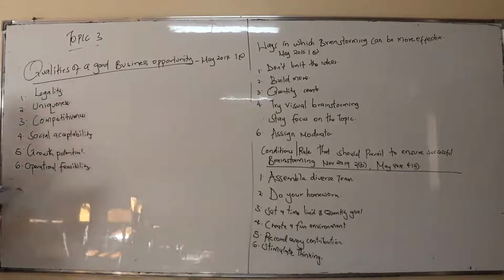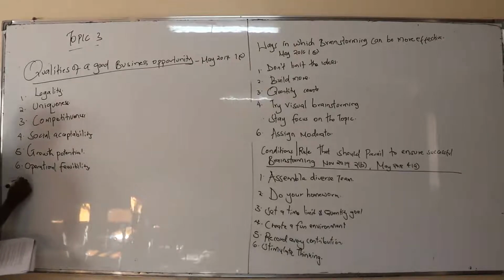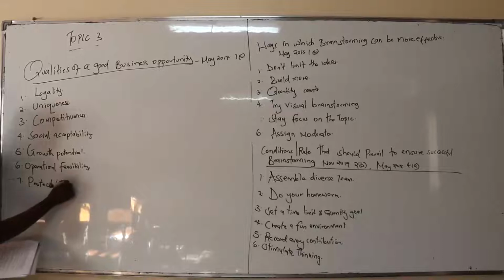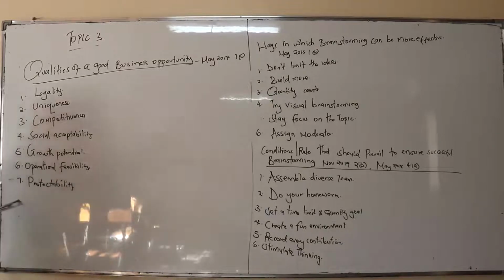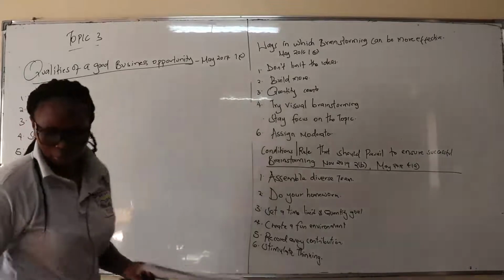And also talk about the protectability. It should provide the owners with the capability to own the intellectual property of the products or services in existence. So those are some of the qualities of a good business opportunity. We'll now look at the subtopic, which is evaluating the business opportunity.